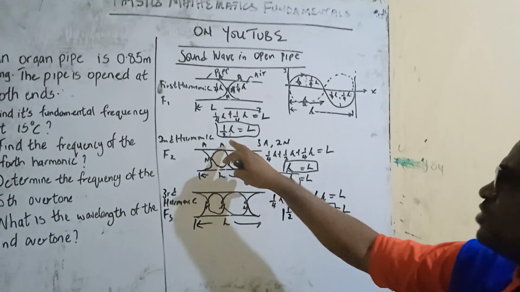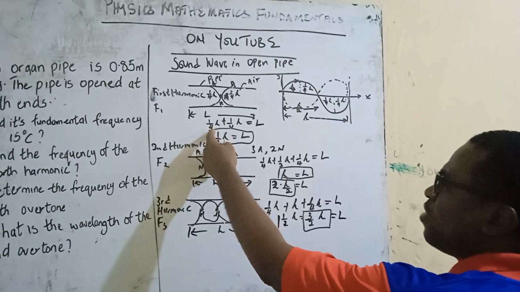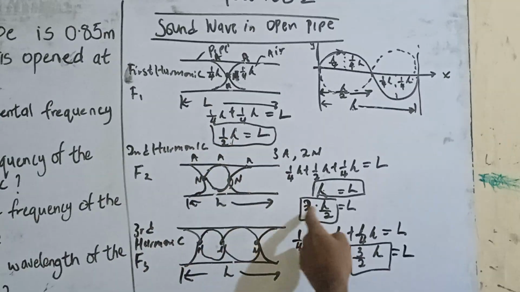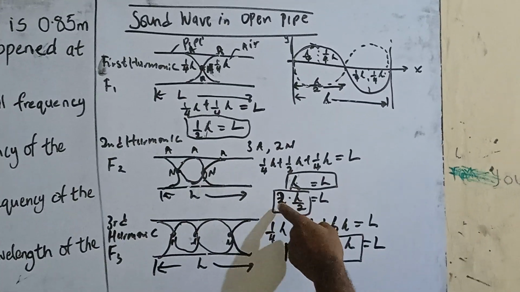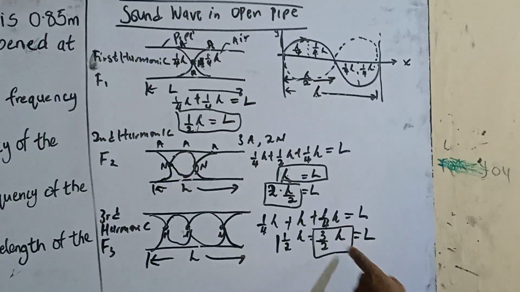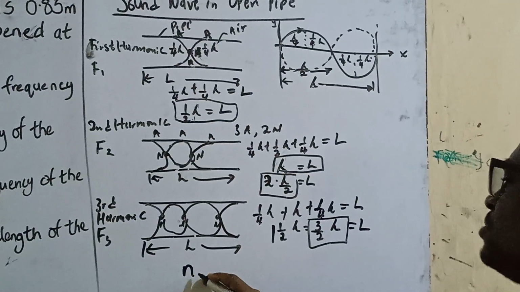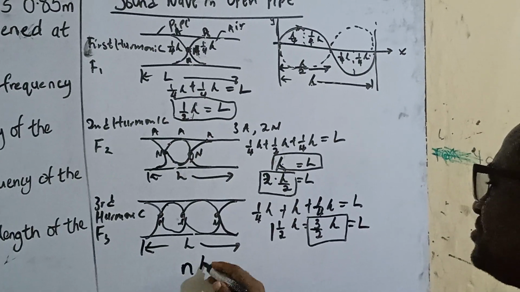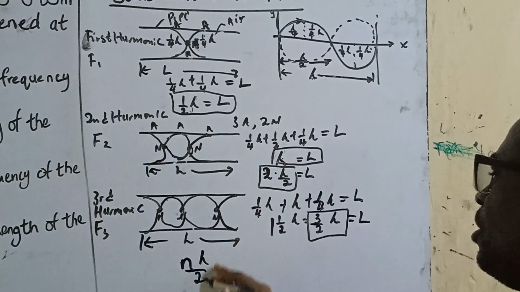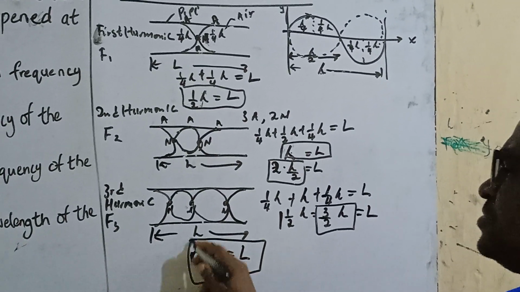So if you look at this first one, for the first harmonic, we have 1/2 of wavelength. For the second harmonic, we have 2/2 of wavelength. For the third harmonic, we have 3/2 of wavelength. So for the nth harmonic, we are going to have n/2 of the wavelength, which is the same thing as total length of the pipe.